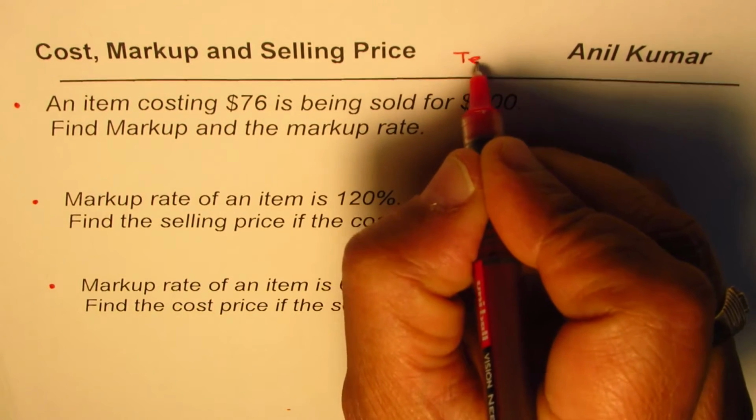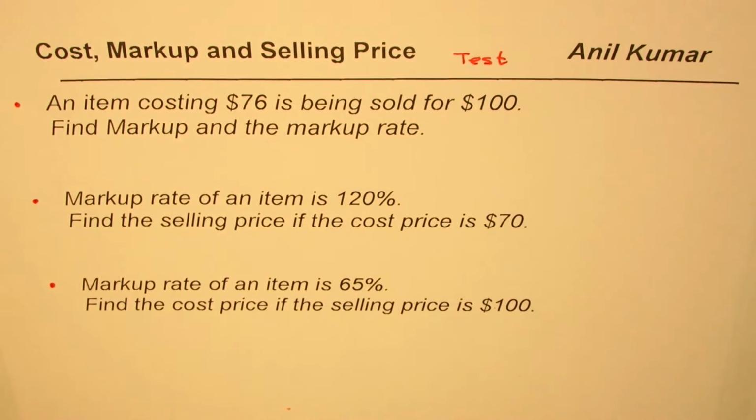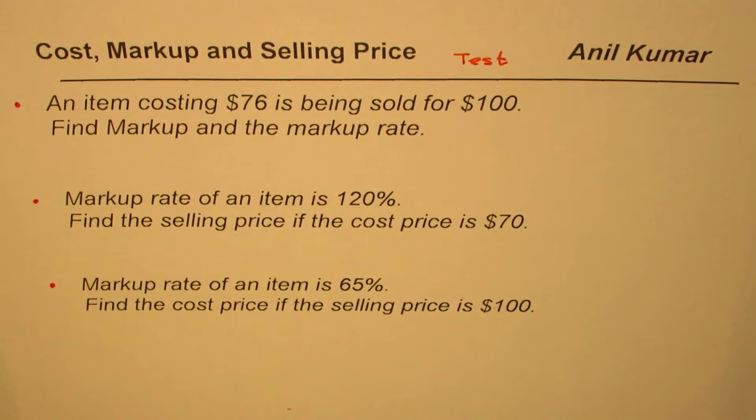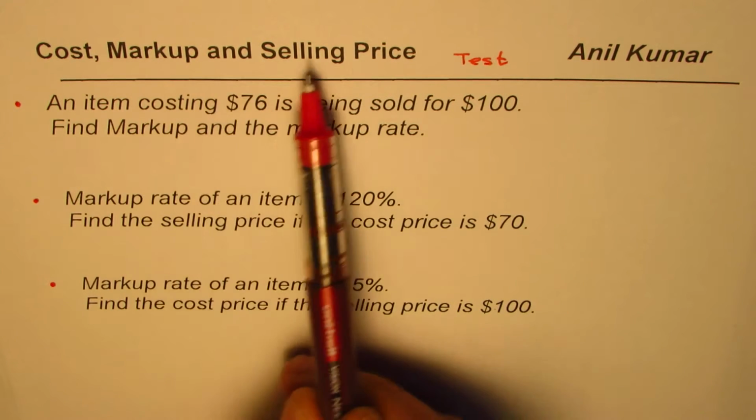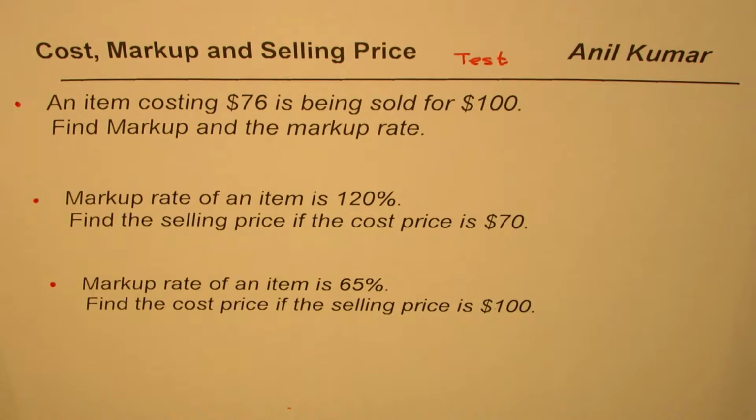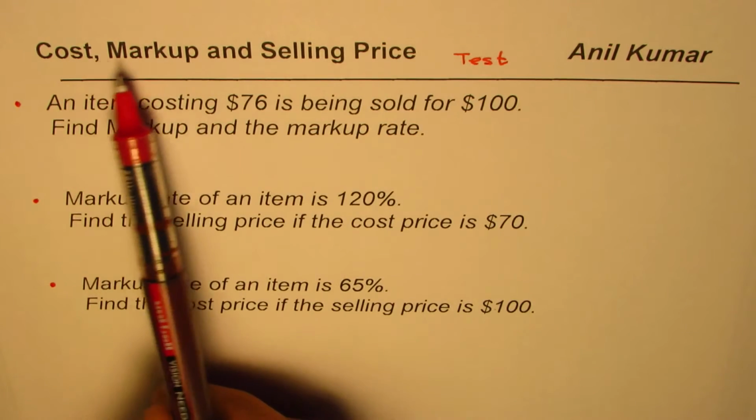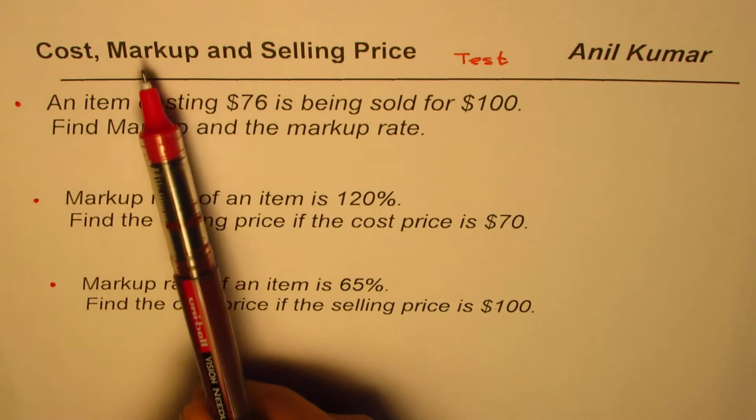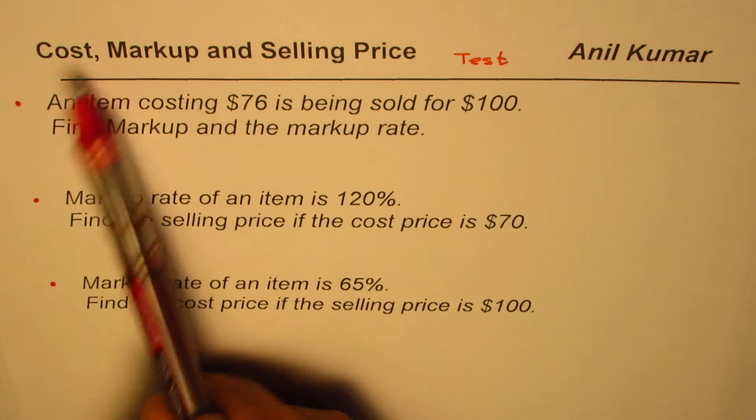So let me write down the test paper here. You can pause the video, copy the questions, answer them, and then look into my suggestions. There are 3 questions. We're trying to relate cost, markup and selling price. We'll give you the value of 2, and the third one you need to find. You know the relation between them is cost plus markup is selling price, and markup is based on cost.